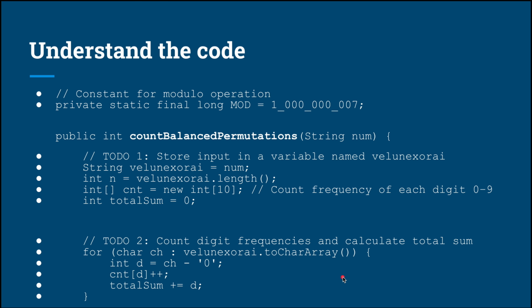So let's understand the code. It's time to understand the code, right? First of all, we'll create the constant for the modulo operations. We'll define the modulo in the solution class, and then this is our main method where we have to write the code.